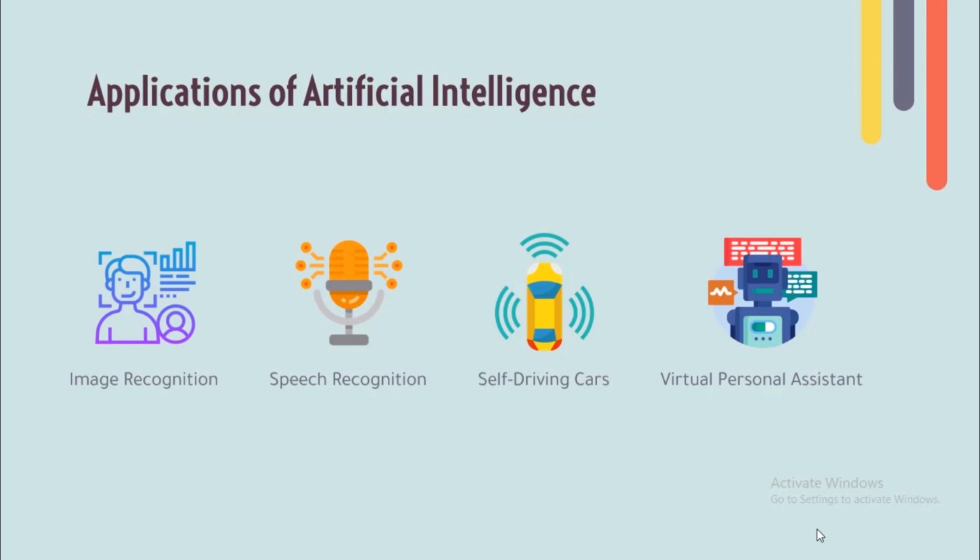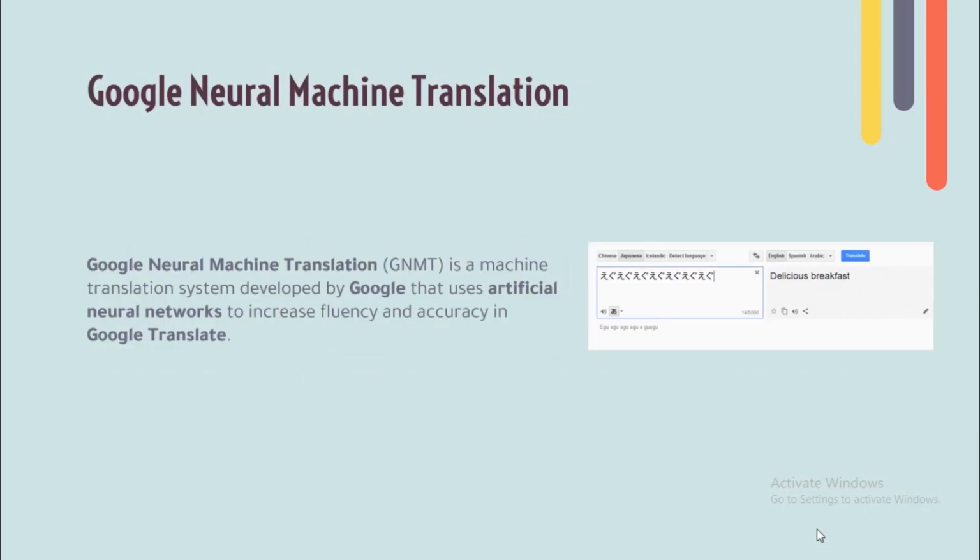Coming to one of the applications of artificial intelligence, we have Google Neural Machine Translation. Google Neural Machine Translation is a machine translation system developed by Google that uses artificial intelligence, or you can say that uses neural networks, to increase fluency and accuracy in Google Translate. So this GNMT has reduced the translation errors by up to 90%, which is a great achievement in the field of artificial intelligence. So till now we have a decent introduction to AI and machine learning.